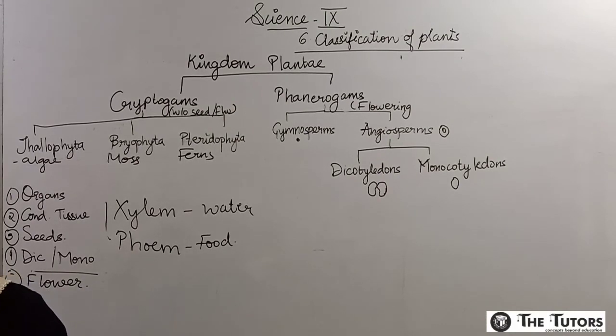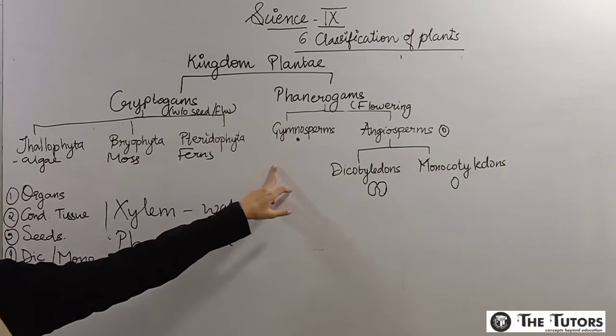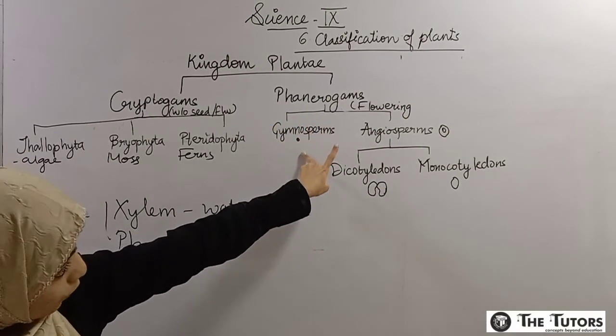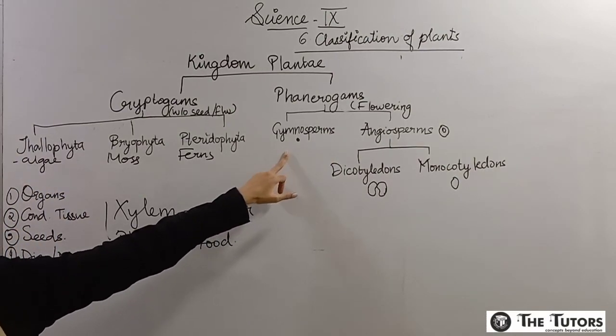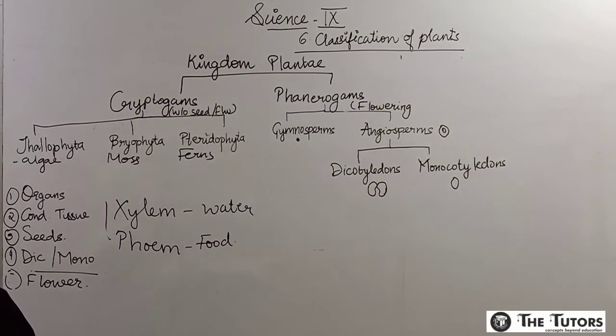Okay, depending upon whether seeds are enclosed in a fruit or not, phanerogams are classified into gymnosperm and angiosperm. Now, classifying by the seed: if the seed is enclosed in a cover, it is called angiosperm. If the seed is not enclosed in a cover, it is called gymnosperm. So phanerogams are classified into two types, gymnosperm and angiosperm. Gymnosperm means the seed does not have a cover, and angiosperm means the seed has a cover. Okay, then further angiosperm is classified into dicotyledons and monocotyledons.